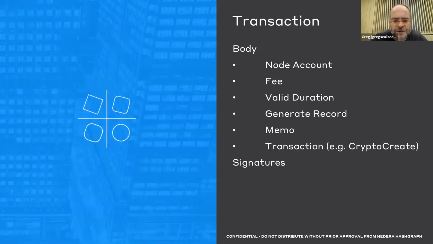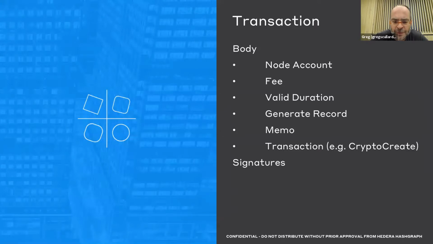Besides simply sending a transaction to the network, you can already start to build almost some logic around that duration. The body also indicates whether a transaction will generate a record. That's a Boolean, and we'll talk about records and receipts a little bit more later on. So I'll leave that for now.